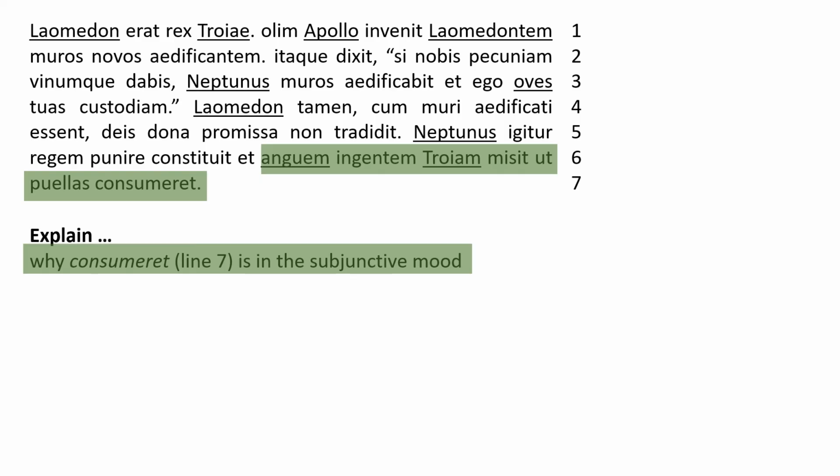You have got here, he sent a huge snake to Troy. Remember, you'd go back and look up the vocabulary from earlier in the paper if you needed help with that. Ut puellas consumeret, to or in order to eat girls. Okay, a classic example of the weird passages that you get in Latin. Clearly this is a purpose clause. There's a sense of purpose, to or in order to. Okay, so this is a purpose clause, and that's your answer. A 2-word answer. Remember, the use of the word explain is not significant like it is in other subjects.